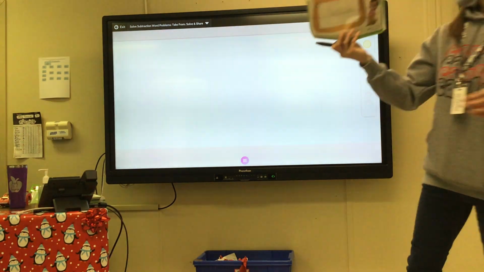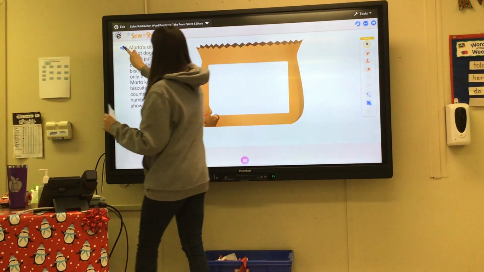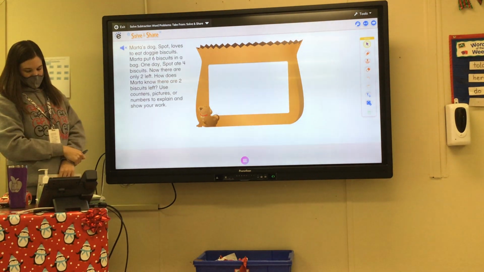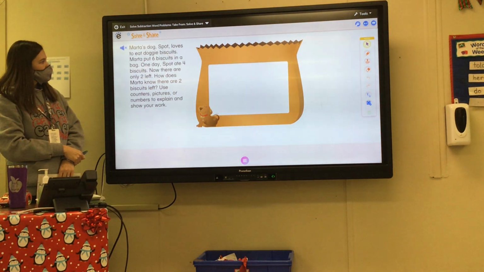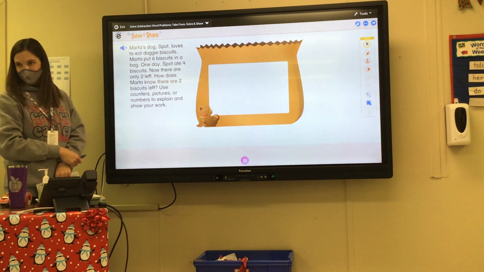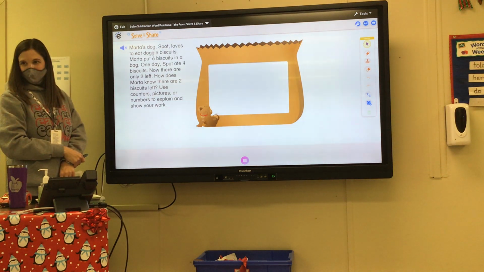Everyone should be looking at this page here. Listen. Marta's dog, Spot, loves to eat doggy biscuits. Marta put 6 biscuits in a bag. One day, Spot ate 4 biscuits. Now, there are only 2 left. How does Marta know there are 2 biscuits left? Use pictures or numbers to explain and show your work.